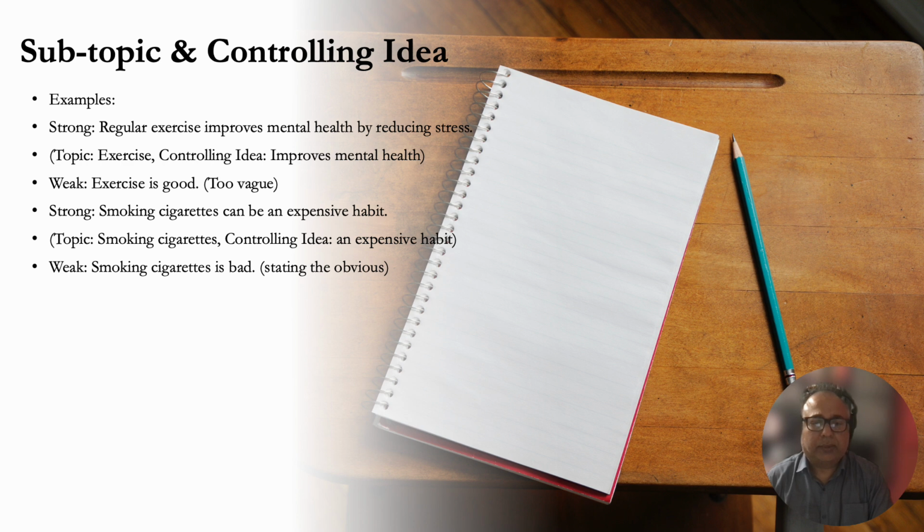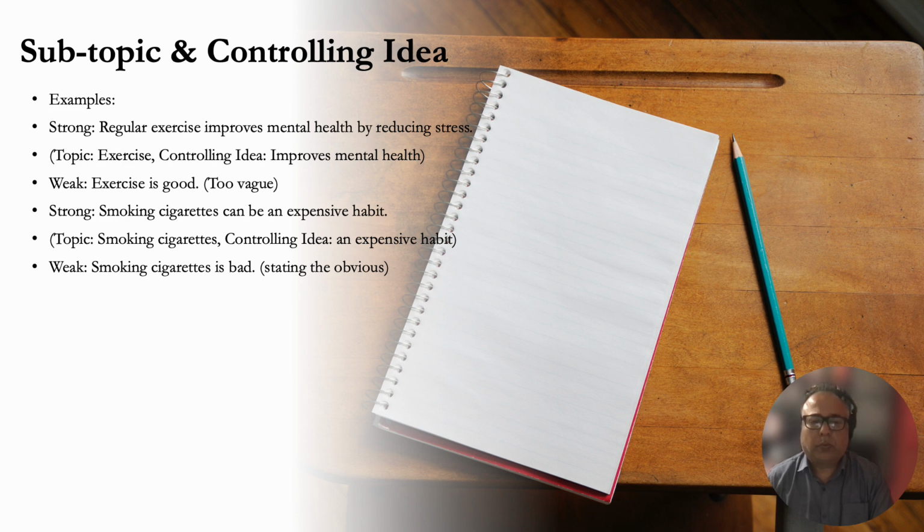Regular exercise improves mental health by reducing stress. What's the topic of the sentence? It's exercise, right? The sentence is about doing regular exercise. And what is the controlling idea? That regular exercise improves mental health. Do you see how there are two parts to a topic sentence?